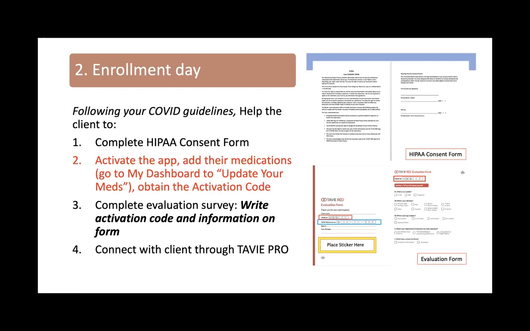So for enrollment day, and again, this will look different depending on your organization and your COVID guidelines and how things are run in your office. But there's a few important things that you'll need to do today, adapting to the restrictions and new guidelines that you have. The first thing to do is to fill out the HIPAA consent form. After that, you can go ahead and help the client activate their app, add their medications, have the client send their activation code to themselves. Then you'll want to complete the evaluation form here. This has a few really important things on it that we'll discuss in further detail in the next slide.